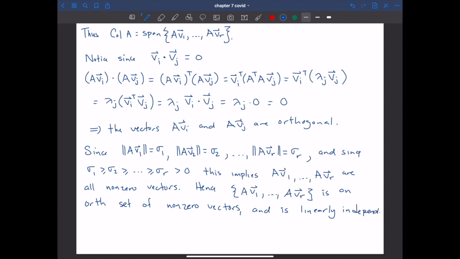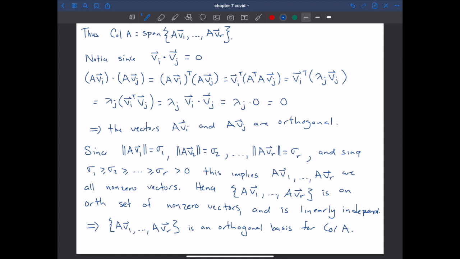So what we've shown is that these vectors span the column space. We've shown that these vectors are all orthogonal to each other, and we've shown that they are also linearly independent. And so since they span and are linearly independent, they are a basis. In other words, these vectors give us an orthogonal basis for the column space of A. And that was what that part of the theorem was telling us.